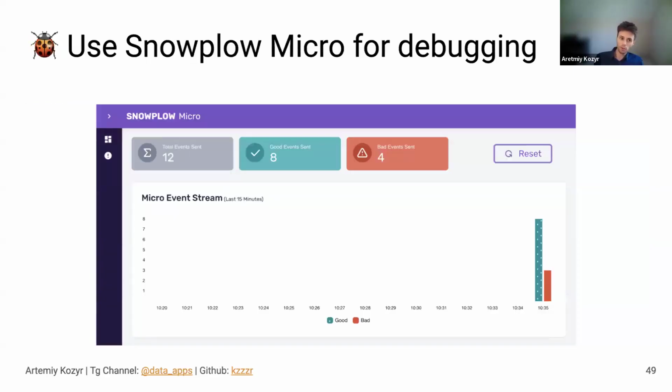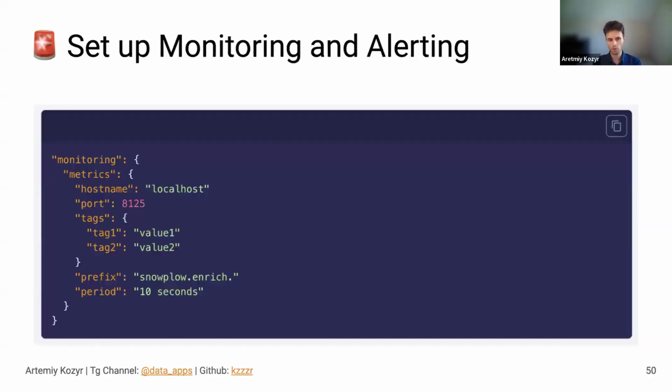Then using Snowplow Micro for debugging purposes is essential before you deploy to production. That's the way you can test everything and ensure all the events, payloads, and data are relevant, available for analytics, and contain all the necessary information. So that's the way you debug your code and your event tracking.